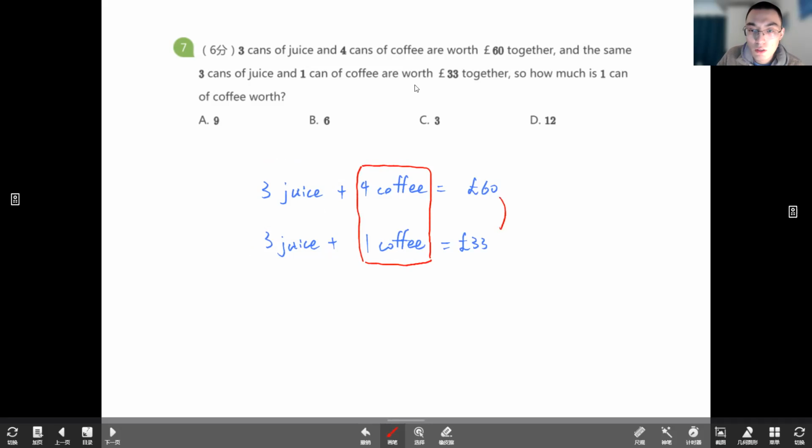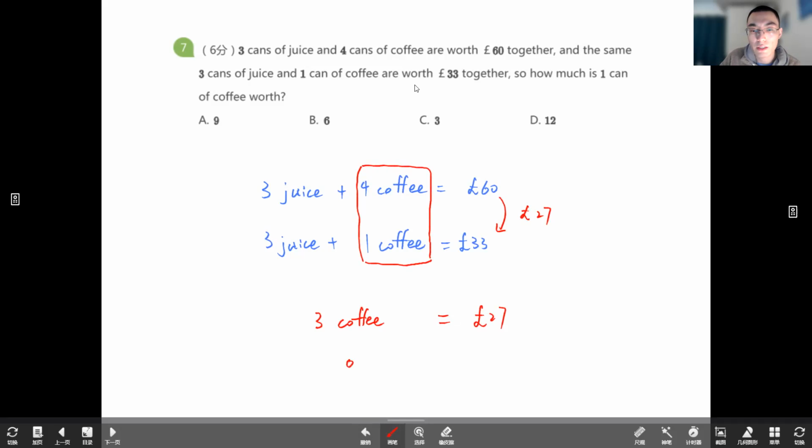And then as a result, we paid 60 minus 33, 27 pounds less. Yeah, so 3 cans of coffee corresponds with 27 pounds less in the amount we pay. So we can write an equal sign between these two. Yeah, that tells us reasonably that 3 coffees will cost us 27 pounds.